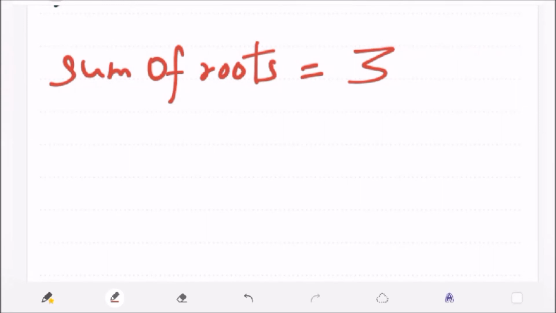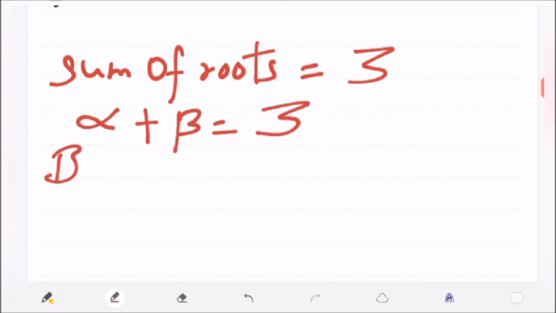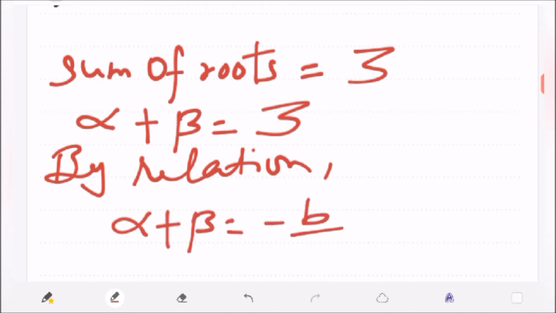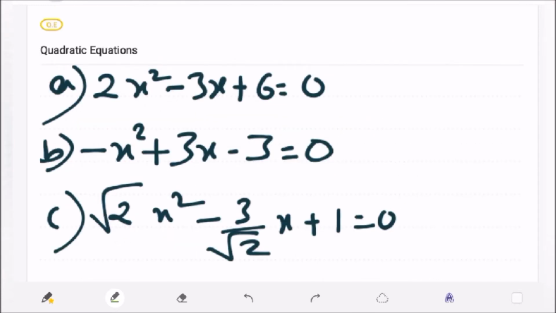So here we are given sum of the roots as 3. Now let alpha and beta be the roots of the given equation. So alpha plus beta equals to 3. But we also know that alpha plus beta equals to minus b by a, that is by the relation between roots and coefficients of the given quadratic equation. So we are going to check one by one in which condition we have minus b by a equals to 3.